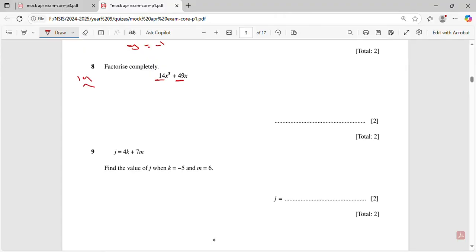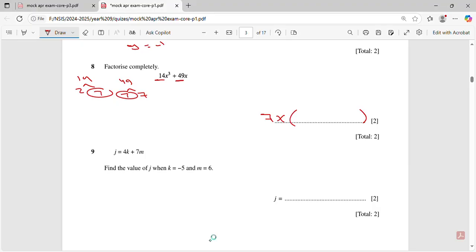14 is like 2 times 7, and 49 is like 7 times 7. So I can look at 7, which is a common factor. I will take 7. Now for x's, I will take x with the smallest power, which is x to the power 1. Now open the bracket.